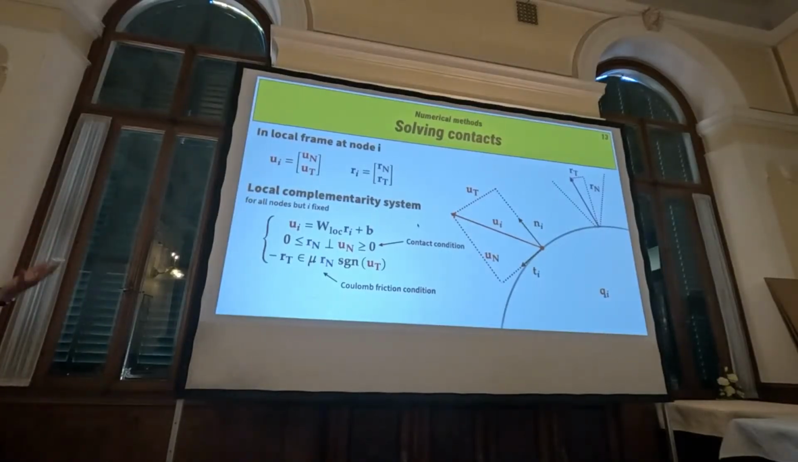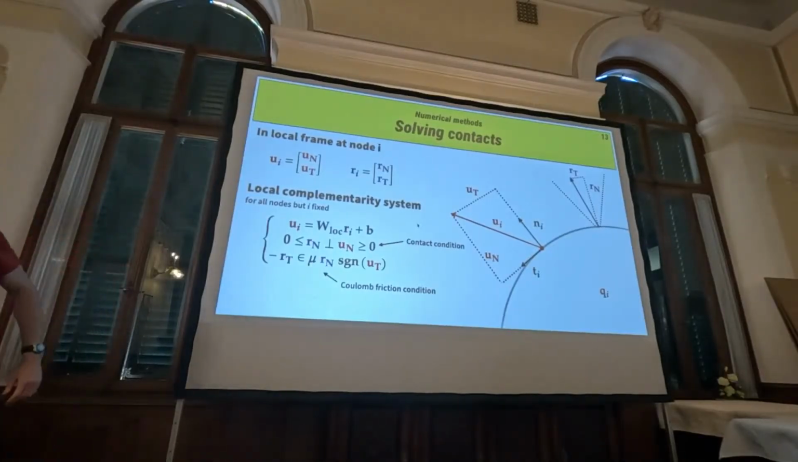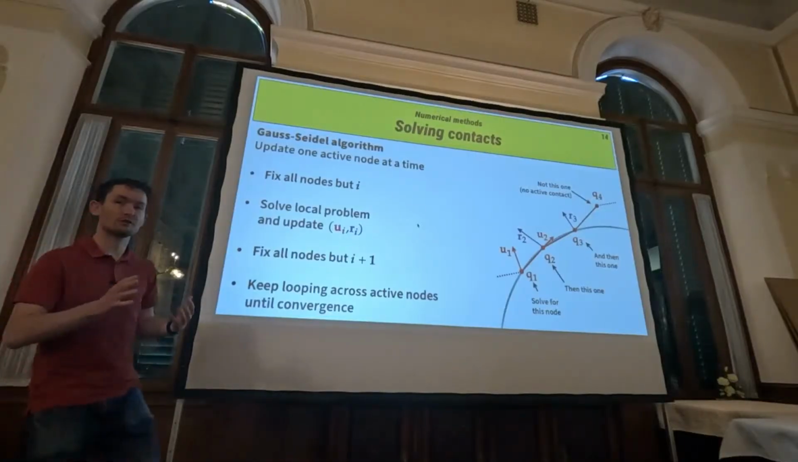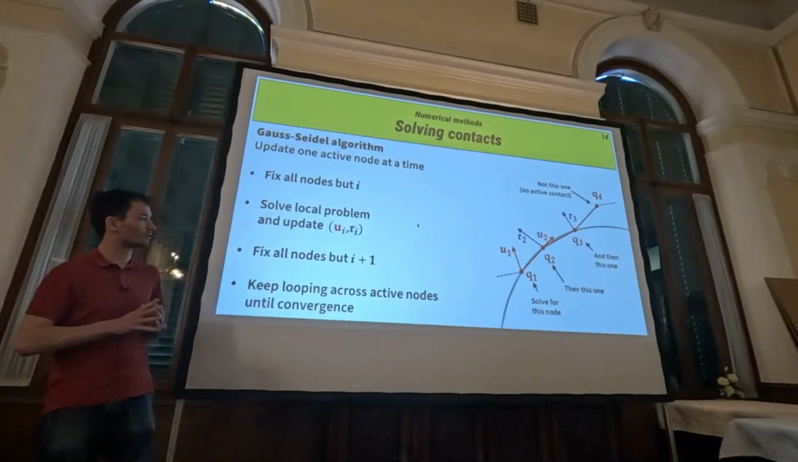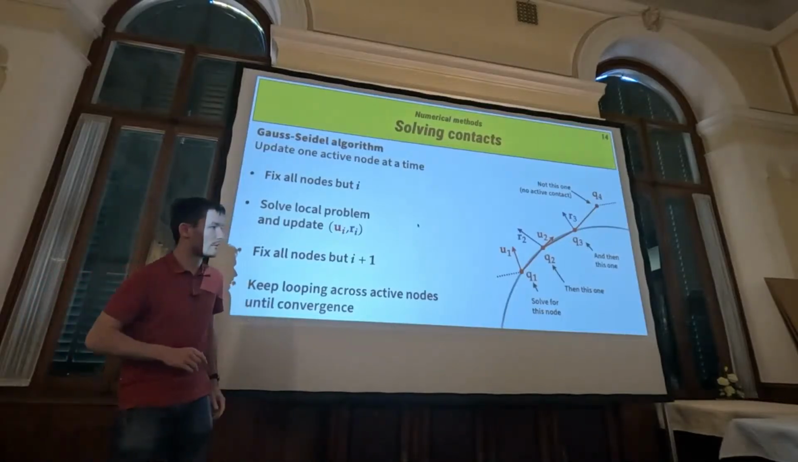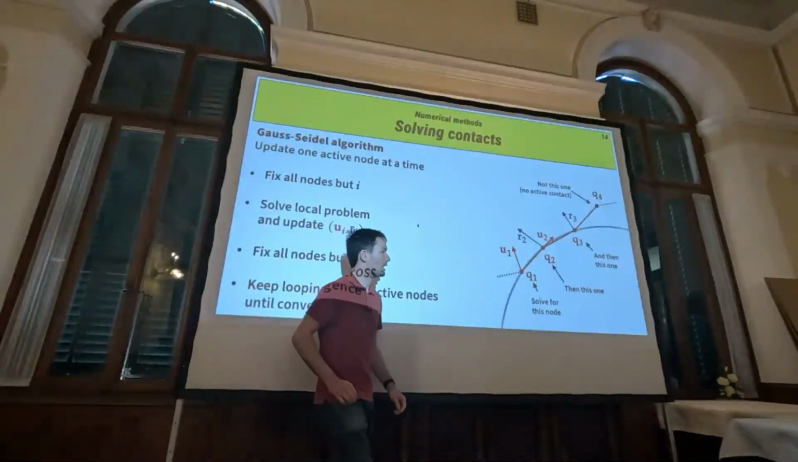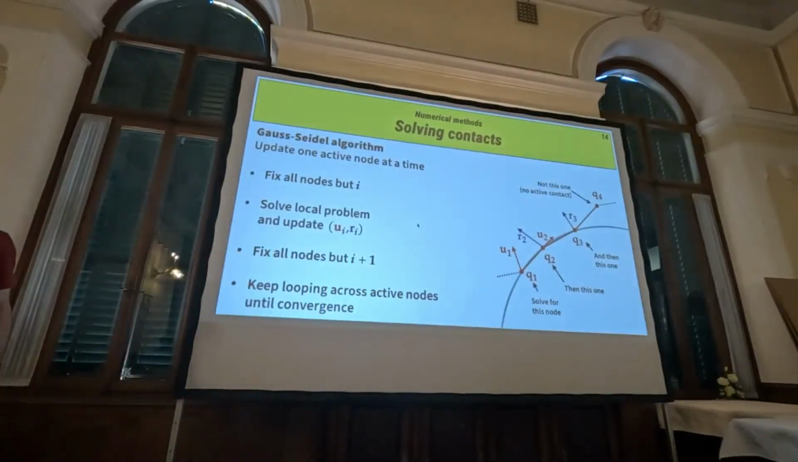And to solve the whole contact problem at each step, we use simply a Gauss-Seidel iteration, meaning that we fix every node but the one we're interested in. We solve the problem with all other coordinates fixed. Then we pass to the next node. And we keep iterating on every active node until convergence.